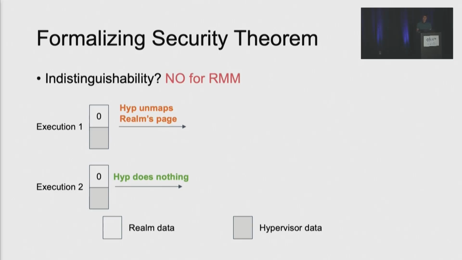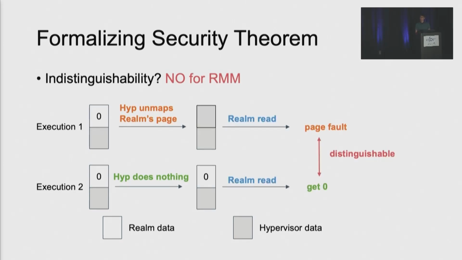In this diagram, the hypervisor unmaps the realm's page in the first execution, but does nothing in the second execution. And then the realm can distinguish these two executions, since the first gives a page fault and the second is a normal read. So this generates an information flow which is legal. It is hard to figure out the long list of legal information flow from RMM and prove that this list is complete.